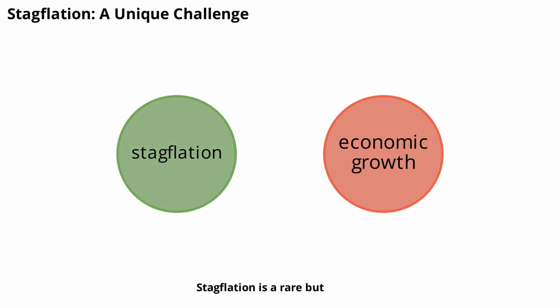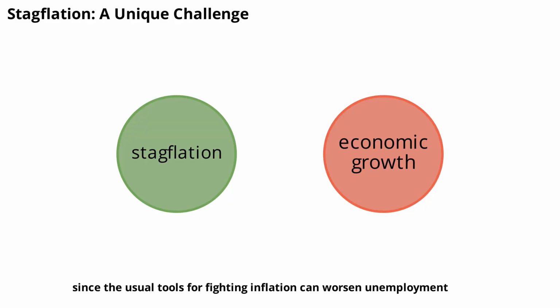Stagflation is a rare but challenging situation where inflation is high, but economic growth is slow, and unemployment is also high. This combination makes it difficult for policymakers to respond, since the usual tools for fighting inflation can worsen unemployment, and vice versa. Stagflation was a major issue in the 1970s and remains a concern for economists today.